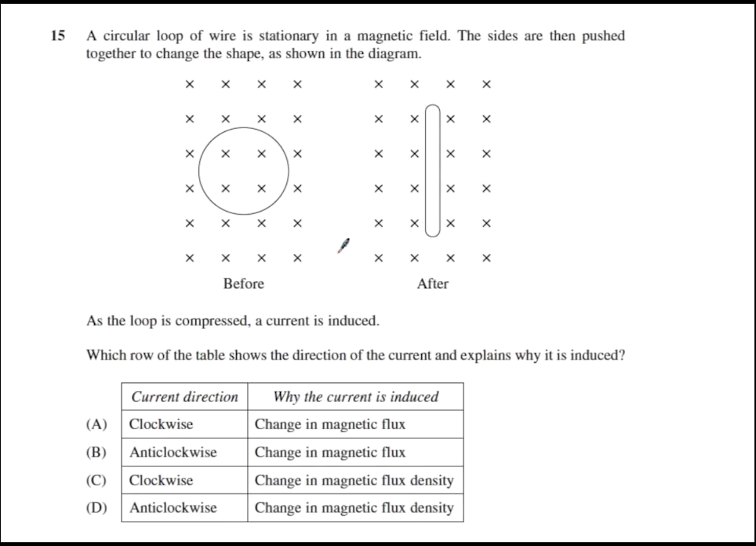Question number 15. A circular loop of wire is stationary in a magnetic field. The sides are then pushed in together to change the shape shown in the diagram. As the loop is compressed, a current is induced. Which row of the table shows the direction of the current and explains why it is induced? Pause now.